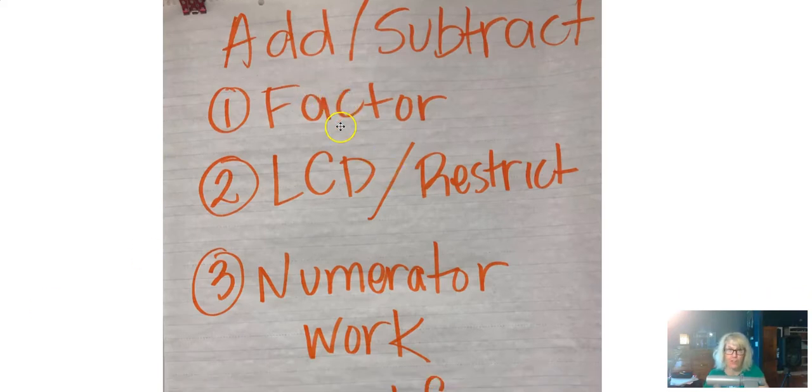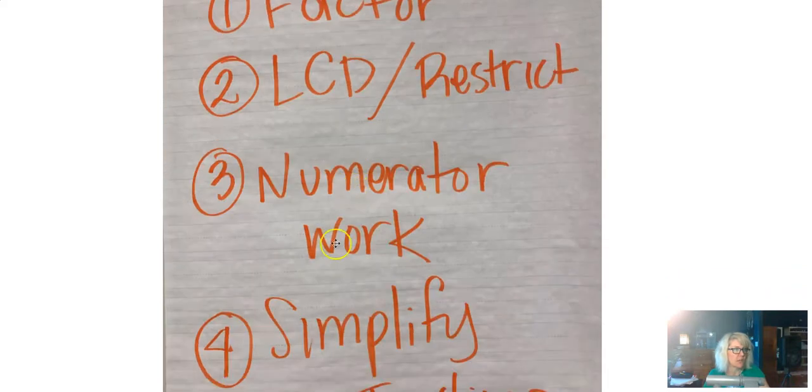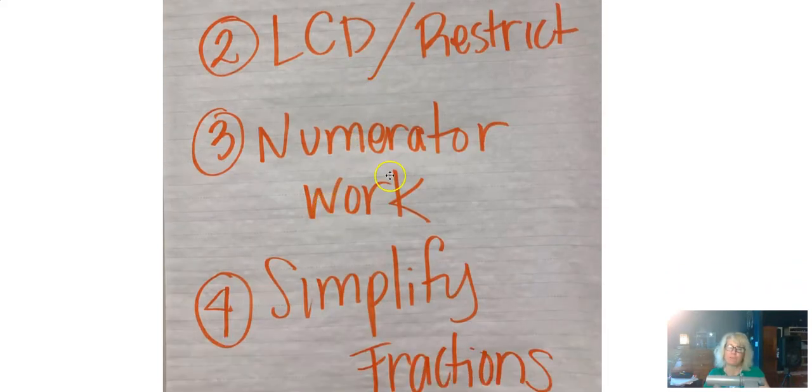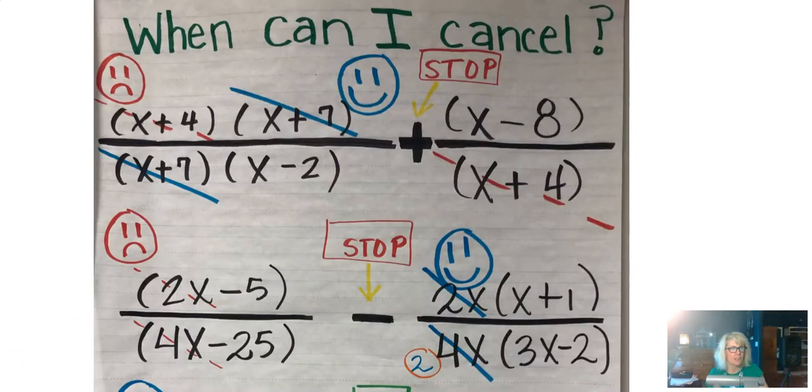You're going to factor, then of course you're going to find the least common denominator. And remember, when you find the least common denominator, you're going to find restrictions. Most of our work is going to be focusing on the numerator, and do not forget we have to simplify because after all, rational expressions are indeed fractions. So I want to also remind you when you can simplify and when you cannot.